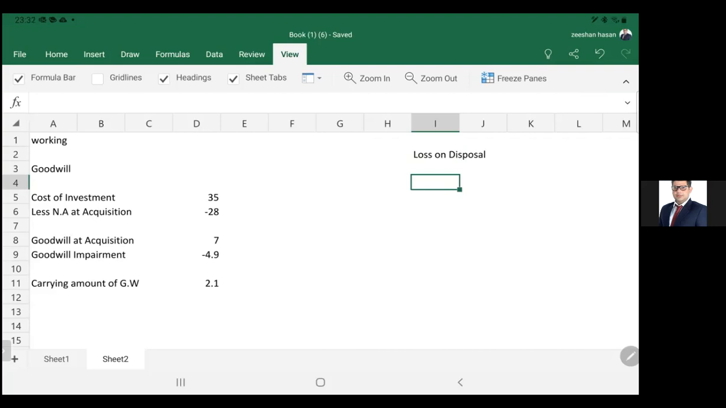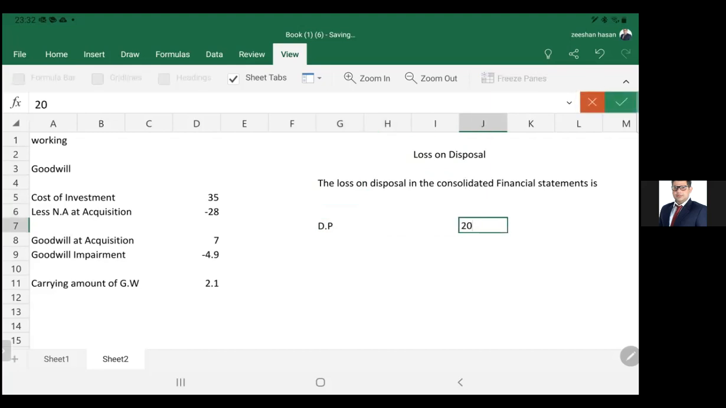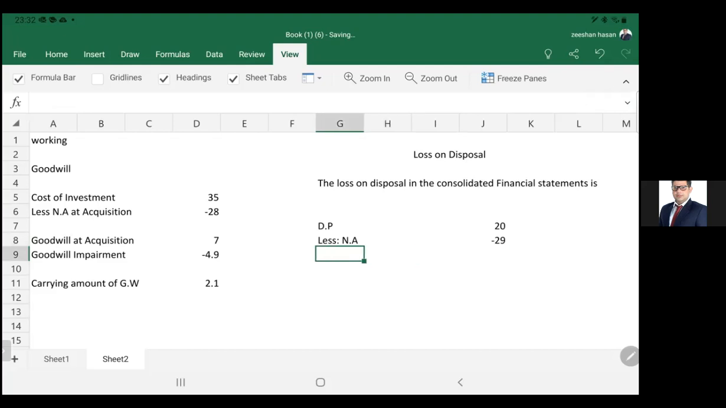Loss on disposal. Disposal in the consolidated financial statements is disposal proceeds. How much? 20. Less net assets, minus 29. Less carrying amount of goodwill. Working one is the reference for it. 2.1, that was.